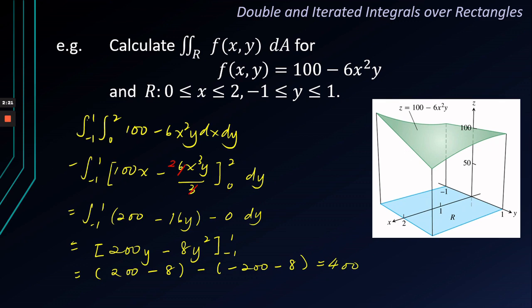Now, why don't you try this question again with another order, dy dx. dA equals dy dx. The answer must be the same. So that is all for this video. Thank you for watching. We will learn more in the next topic when the region is not just a rectangle. See you there.